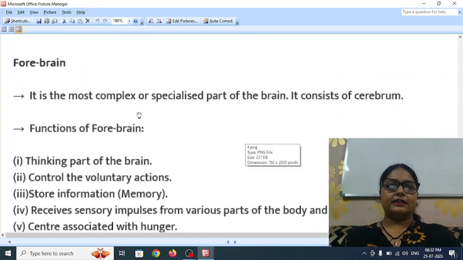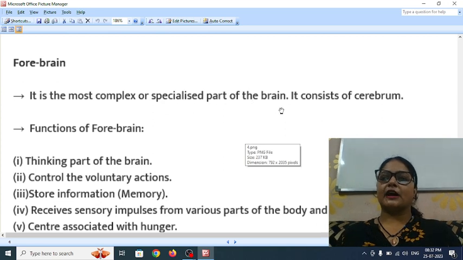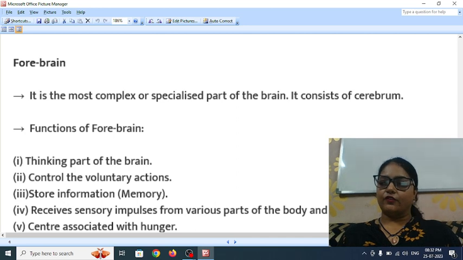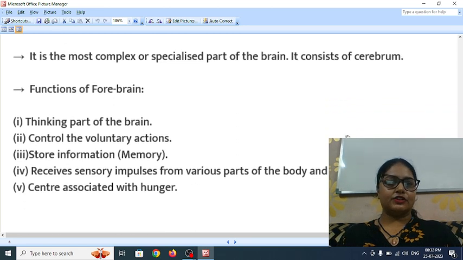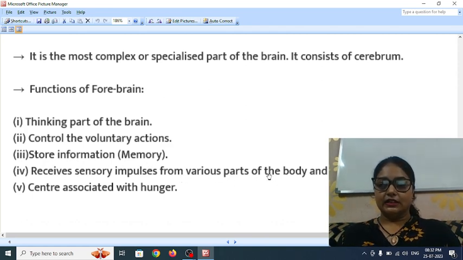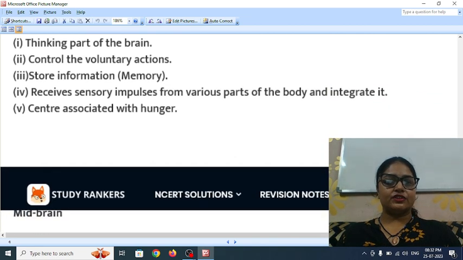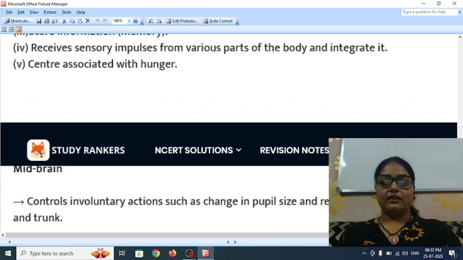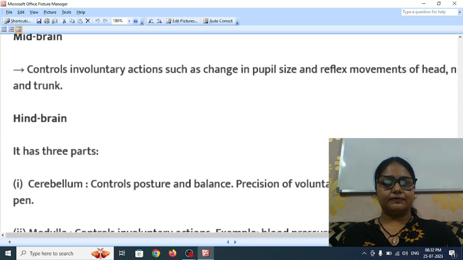Here it is the most complex and specialized part of the brain. Now, the functioning of the forebrain. Forebrain helps us to think. It is the thinking part of the brain. It controls the voluntary actions, stores memory, receives sensory impulses from the various parts of the body and integrates them, and is the center associated with hunger. And now next is the midbrain.